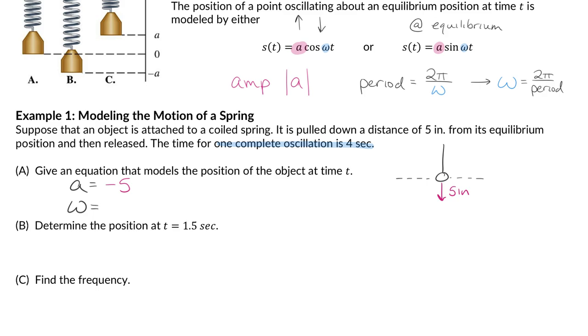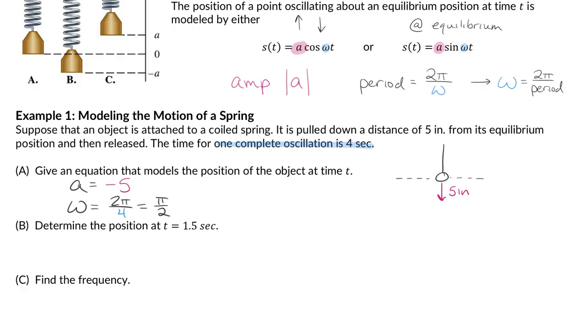And now we need omega. What did they give us that will help us find omega? The period. We know that omega is 2 pi divided by the period, so to find omega, all I have to do is go 2 pi divided by that period. So it's 2 pi over 4. 2 pi over 4 reduces to pi over 2.